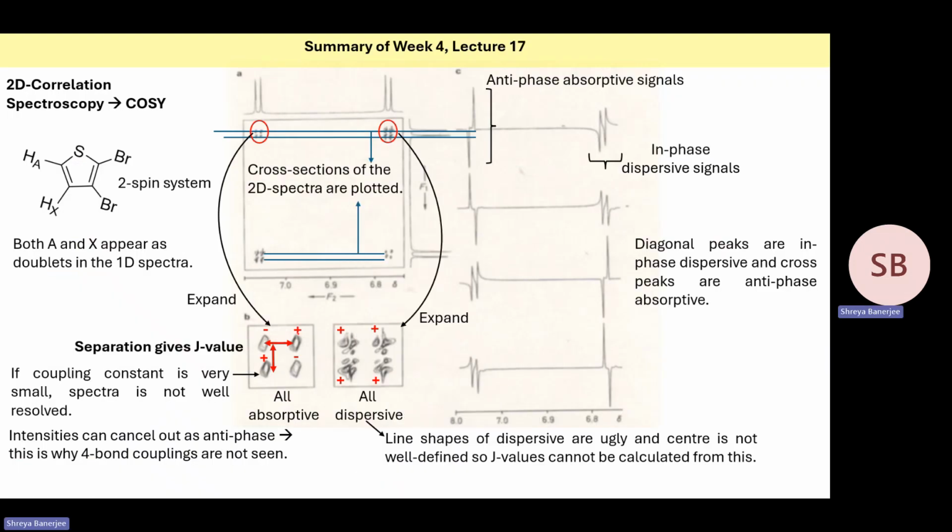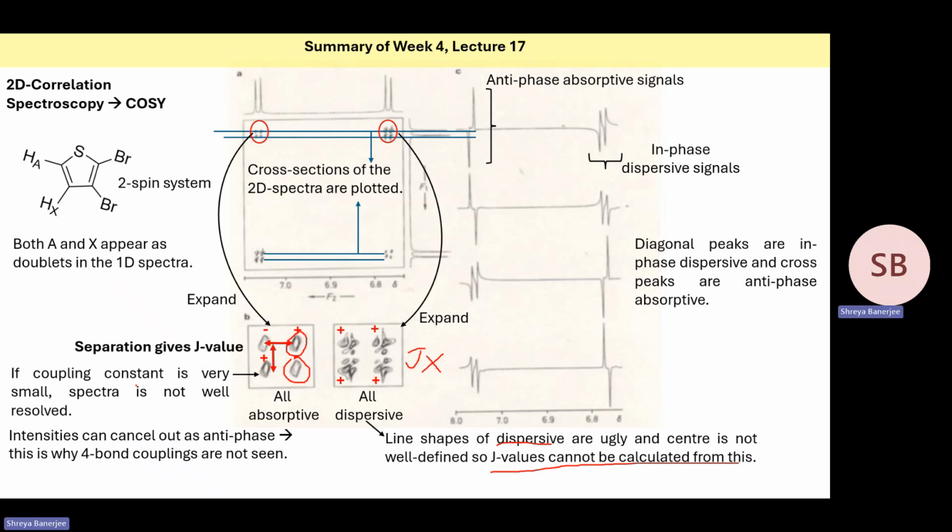you can see in the absorptive spectra, the circles are very distinct. So you can clearly calculate the J value from the midpoint of one peak to the midpoint of the other peak. But in the dispersive spectra, the line shape is not good. You are getting a very spread out signal. So the J value cannot be calculated from the dispersive signal, that is the diagonal peak.